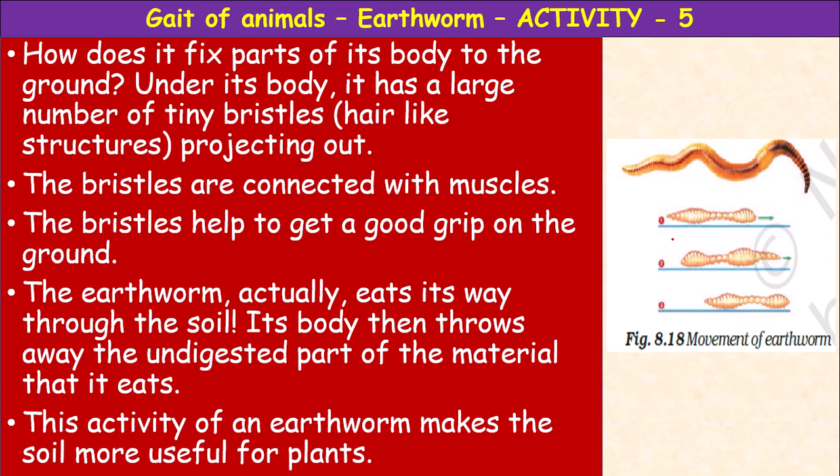Okay, so how is the earthworm fixed to the ground? Because one end of its body extends, then expands, contracts, and comes to normal position. So like that the muscles contract and expand. So in order to do that, it has to fix the other end to the ground, with the help of bristle-like structures, hair-like structures projecting out. So they help the earthworm to fix its body parts to the ground. Okay, let us proceed.